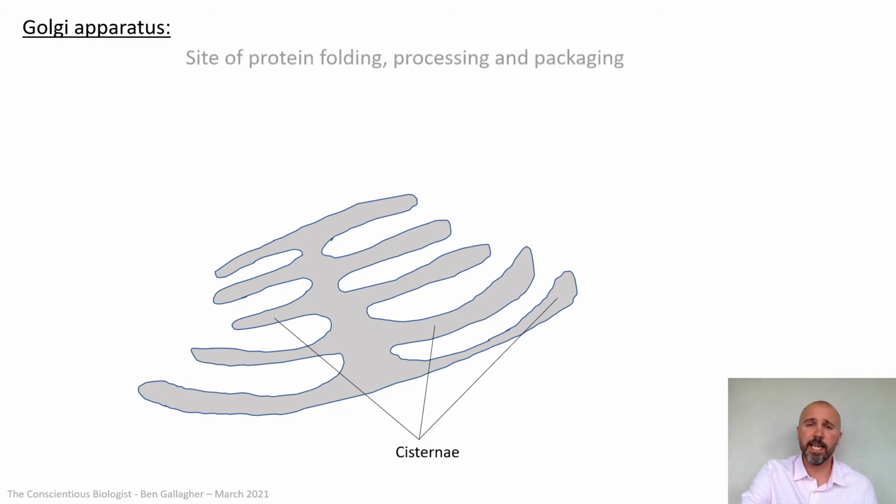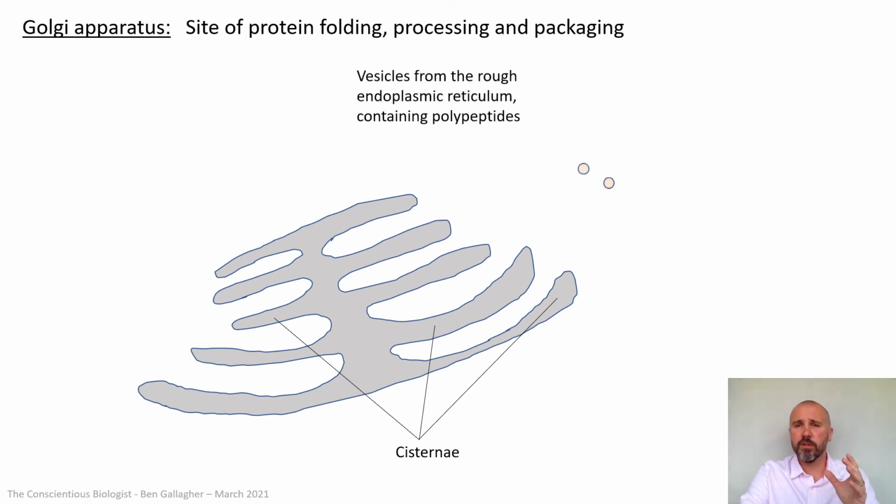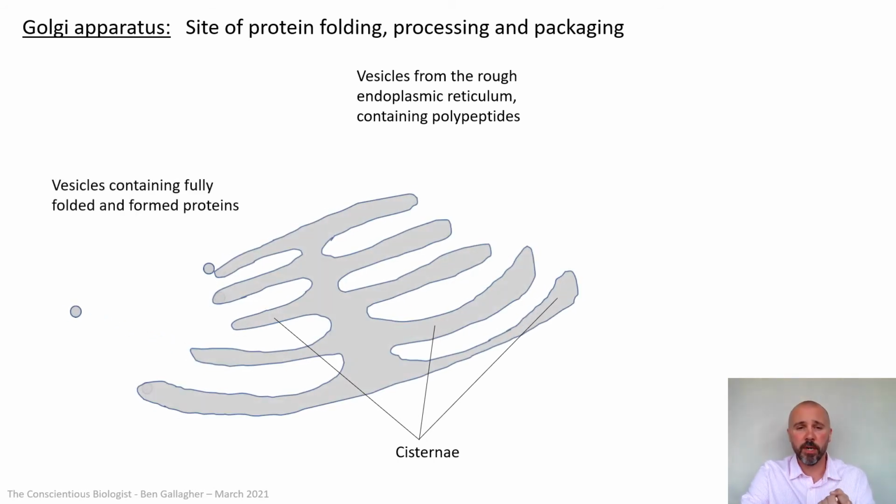Now Golgi apparatus are really, really important because they're the site of protein folding, processing and packaging. So vesicles from the rough endoplasmic reticulum containing the polypeptides that we just talked about will come to the Golgi apparatus. The Golgi apparatus will then do its job of folding and processing, and then it will send out the fully formed products in vesicles out the other side. So they're a really important finishing school for proteins, that midway point where vesicles that have come from the rough endoplasmic reticulum get processed back into vesicles to float off somewhere else. Again, illustrating how important vesicles are for transporting things around the cells.